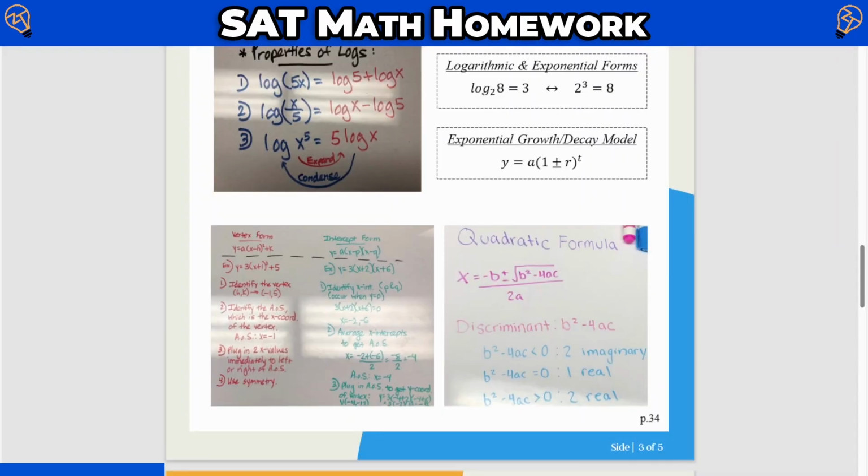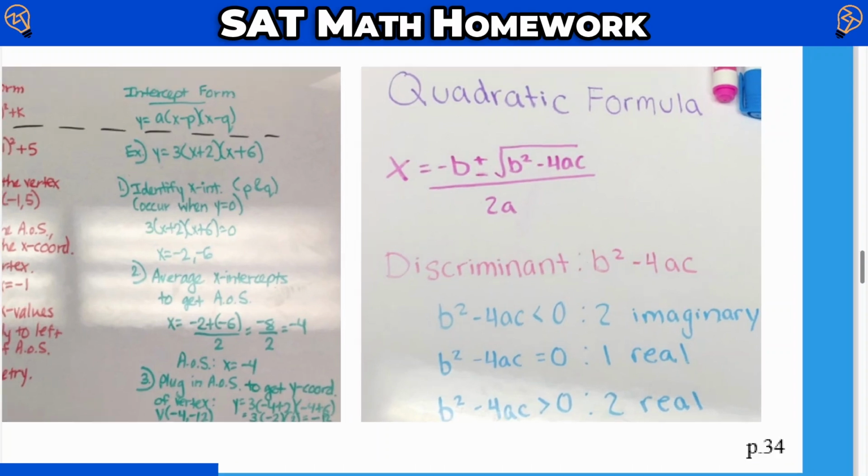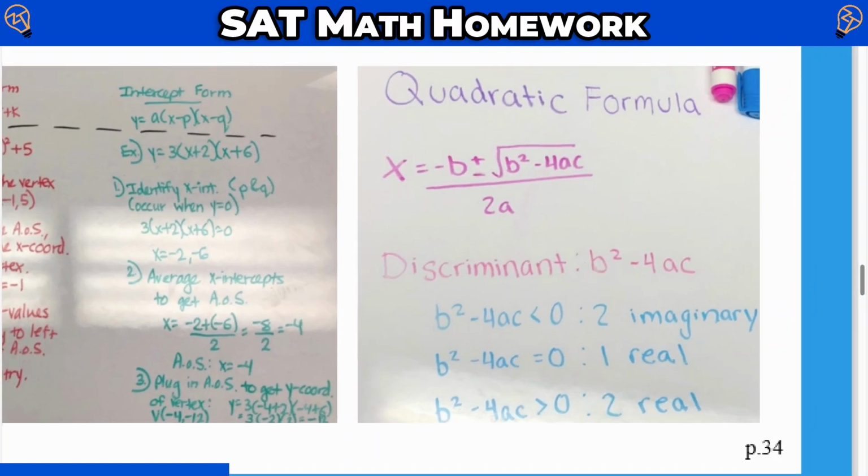Now, in case you ever forget what the quadratic formula is, notice in our math reference document on page 34, which is side 3, we have not only the quadratic formula, but the discriminant, which comes in handy for quite a few problems on the SAT. We'll get to those, but we're going to look at this top part here.